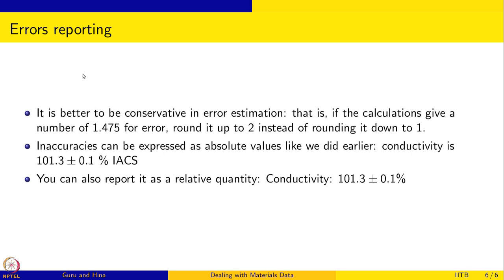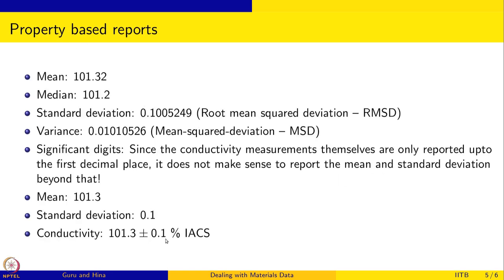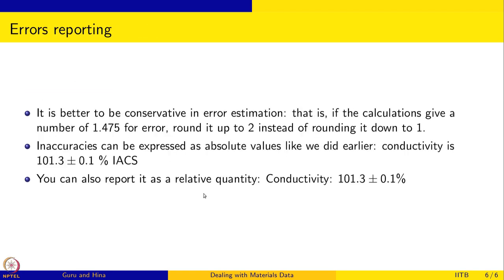There is one more point in terms of reporting the error. We have reported the error as 0.1, which is in terms of the value itself, so this 0.1 also has the unit of percentage IACS. But you can also report it as a percentage itself: 101.3 percent IACS plus or minus 0.1%. There should be no confusion that 0.1 just becomes 0.1%. That is not the case. If you take 0.1 and divide by 101.3, that also happens to be 0.1%, and that is why it is reported as a relative quantity as 0.1%. So, 101.3 percent IACS plus or minus 0.1% is a correct way of reporting. The error can be reported in both ways, as an absolute error or as a relative error, and you can do either way.